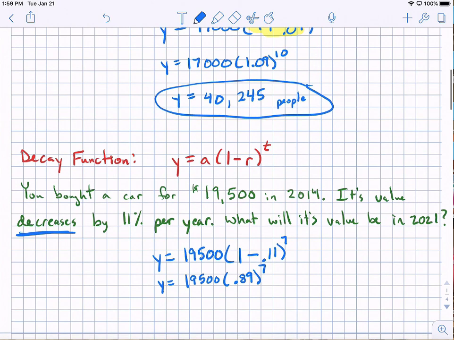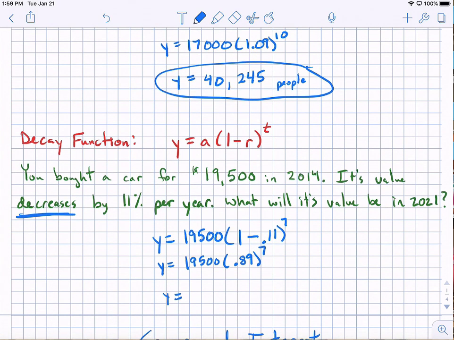Okay, but when you do that, and we're talking about money this time, so this time I'm going to go to the nearest cent. So I got $8,625.11.